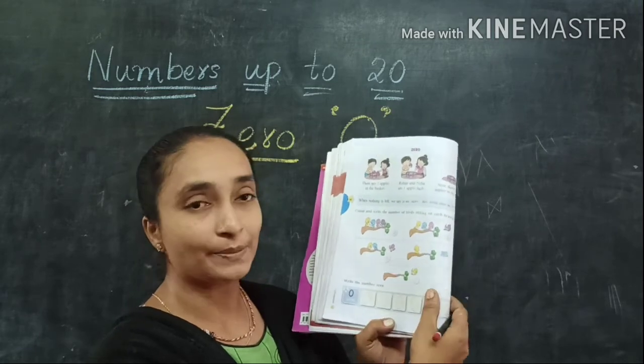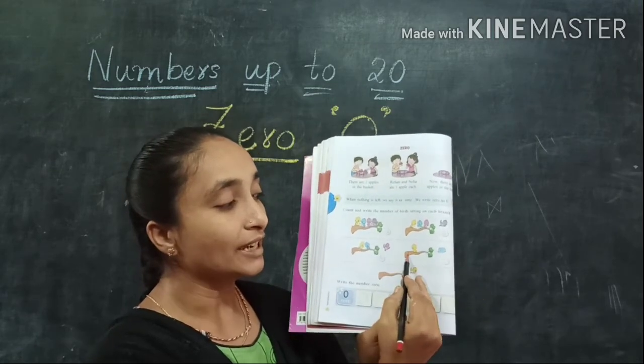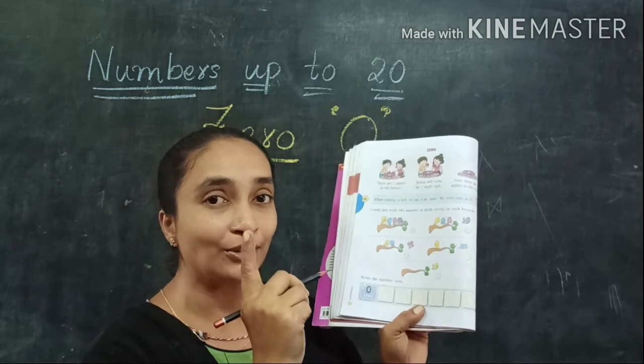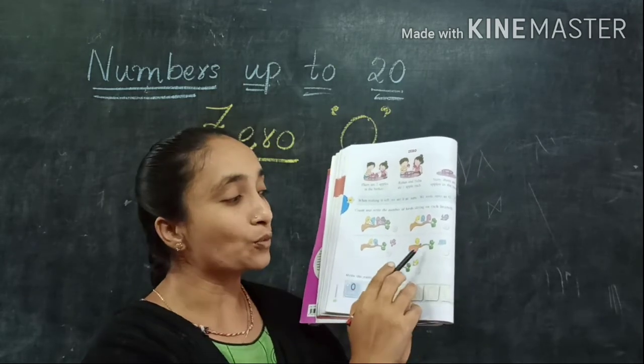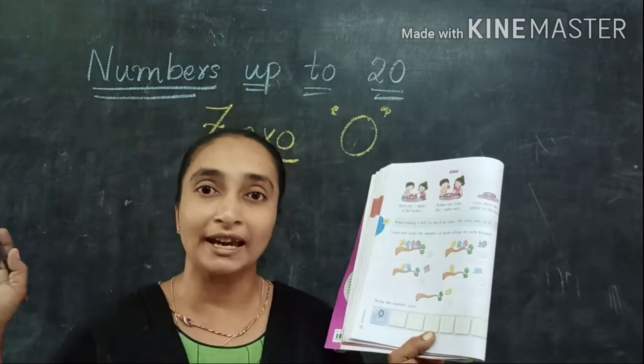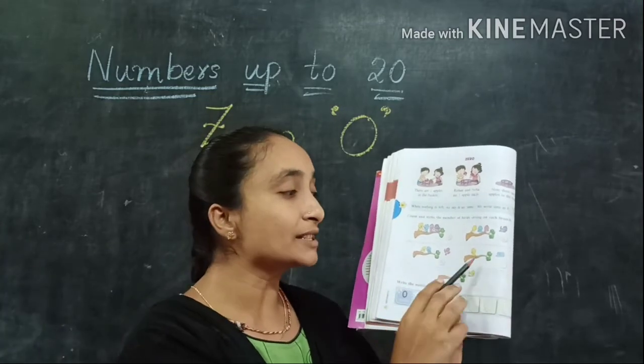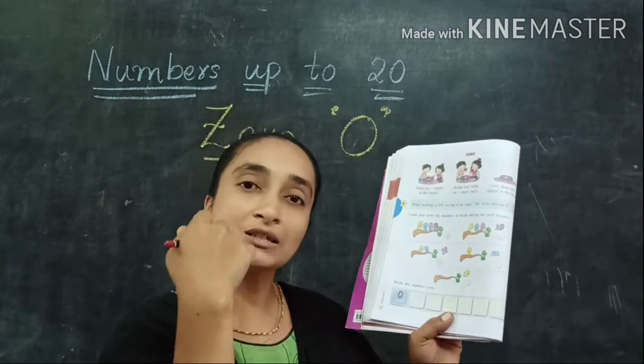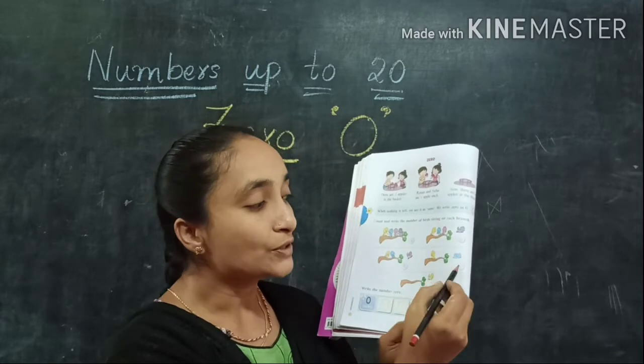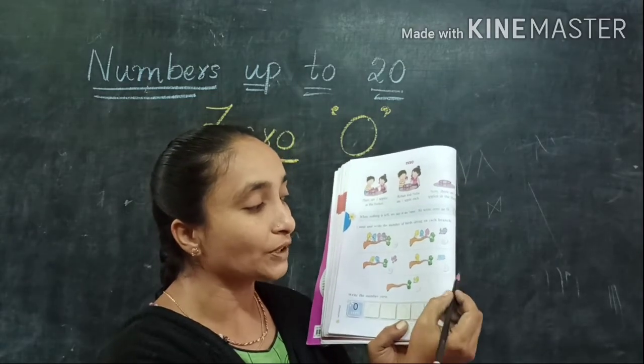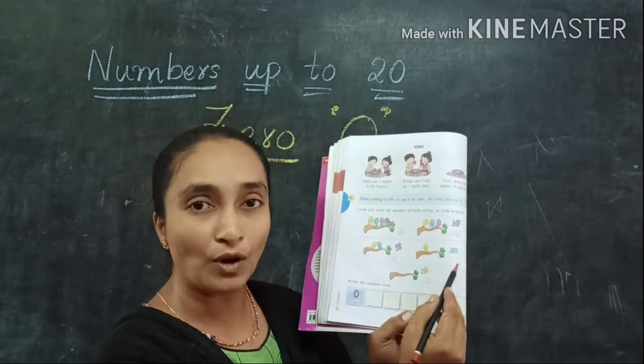Now come to the next picture. Here we can see 1 little dicky bird. Only 1 bird is sitting there. So 1 little dicky bird flew away. Again from the 2 birds, the blue color bird also has flown away. So here we can write the number 1.